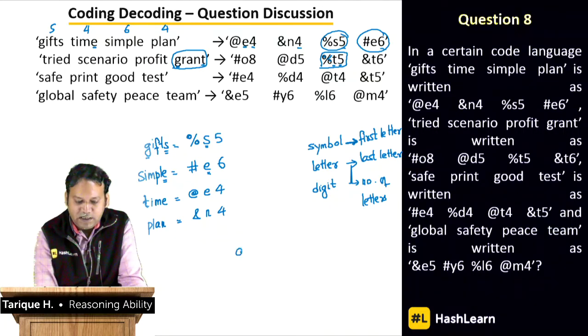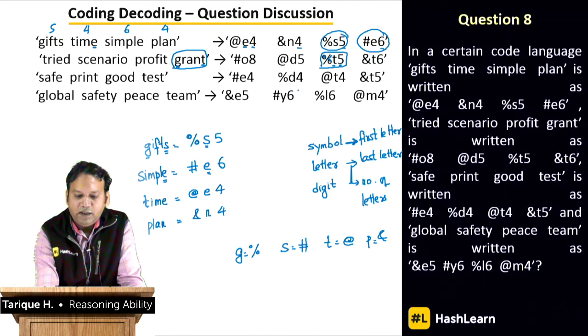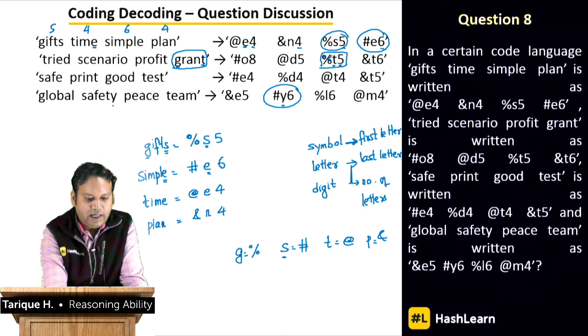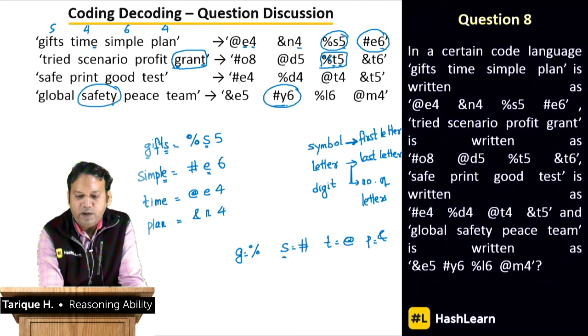So now we know G is equal to percent. Wherever we have G, it will be percent. Wherever we have S, we have hash. Wherever we have T, it will be at, and wherever we have P, it will be ampersand. For example, if you want to find out what this hash Y 6 is: hash means S, it's ending in Y, so SY, that means safety is equal to hash Y 6.